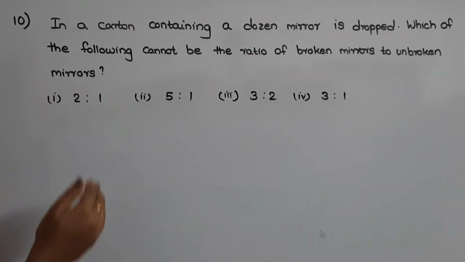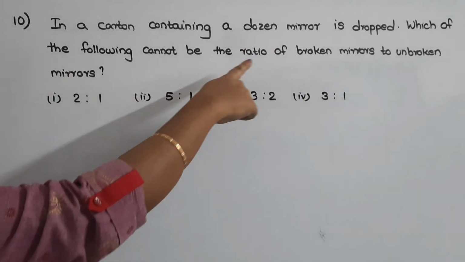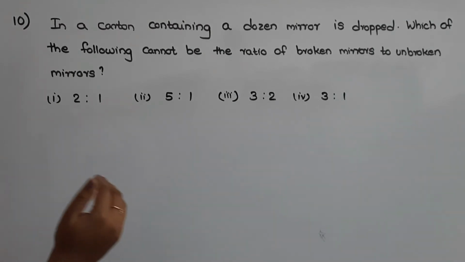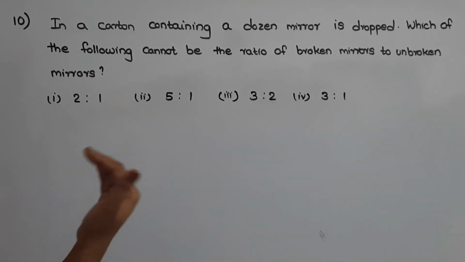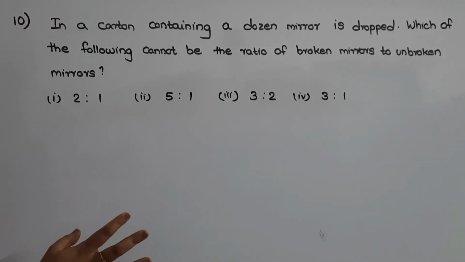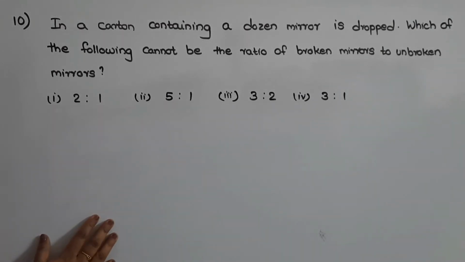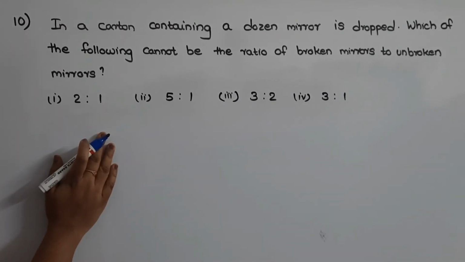The next question is, in a carton containing a dozen mirrors is dropped, which of the following cannot be the ratio of broken mirrors to unbroken mirrors? So in this question they are telling that in a carton there are 12 mirrors. When the carton is dropped, some of the mirrors are broken and some are unbroken. So we need to find out which of the following cannot be the ratio of broken to unbroken mirrors. From the options we can find out this answer.